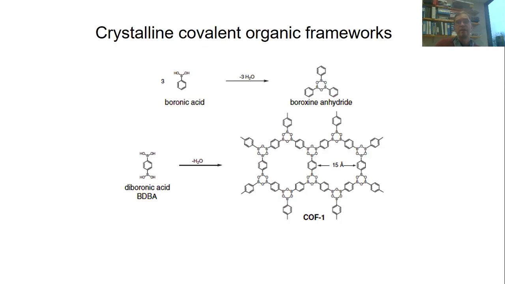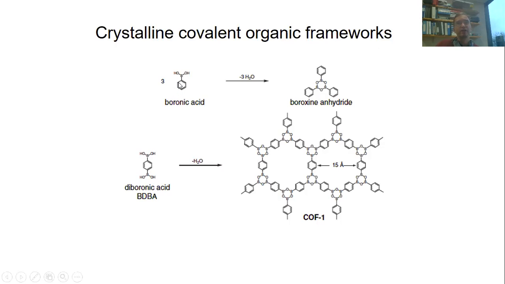Okay, and in these frameworks we have again either crystalline microporous or crystalline mesoporous materials, but we are not having metals involved anymore, only organic components and other non-metal elements. So for instance, boron. So the first covalent organic frameworks were actually boronic acid-based frameworks.